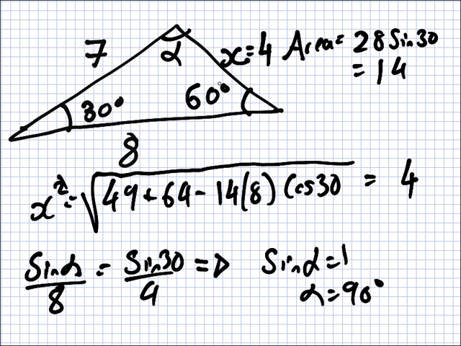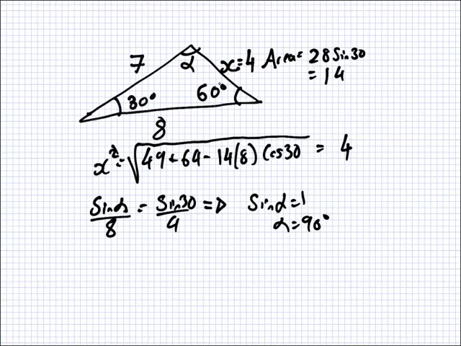Ah, must be a rounding issue. What if you use the other one? Sine 30 over 4 is equal to sine x over 7. And what do you get for the angle? 61. Really? Yeah, 61. Then you do angles in a triangle. Hang on, that doesn't make sense.